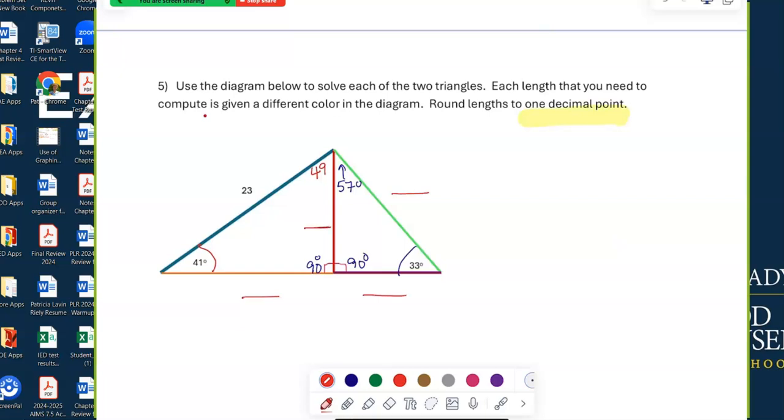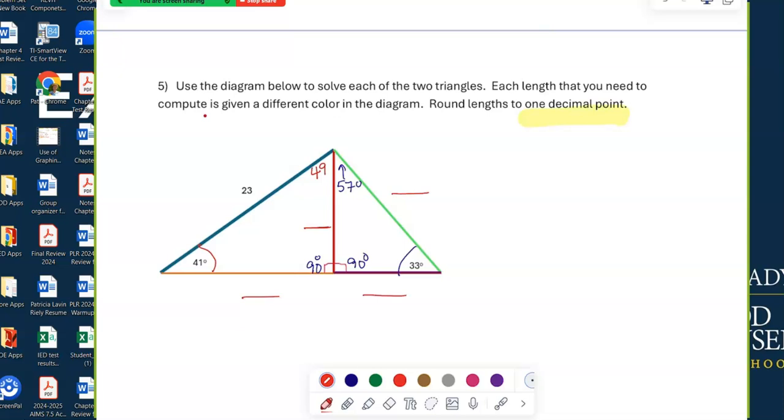Okay, so let's see what we're going to do. Let's work with the triangle on the left side first. So we're going to focus on this triangle right here. And I'm going to try to get these two values. And I'm going to use 41 degrees to do it because they gave me that. Okay, so I'm going to use 41 degrees.